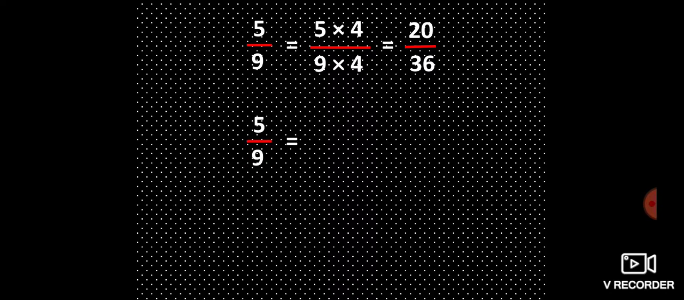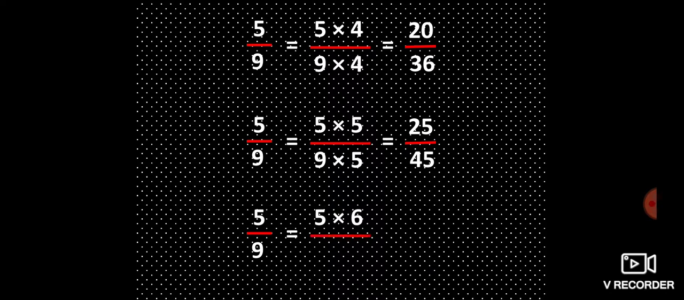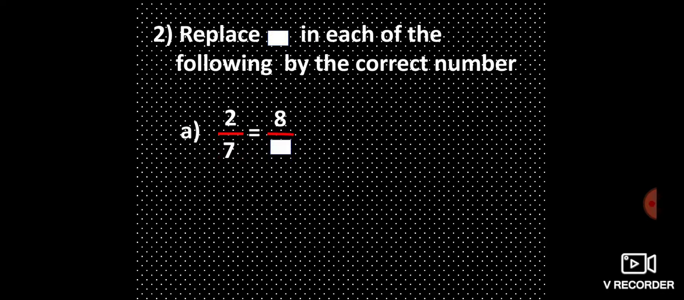Then the fourth equivalent fraction is 25 by 45. Then the fifth equivalent fraction is 30 by 54, by multiplying by 6. Okay, these are the methods of finding equivalent fractions. Next, the second question: replace the box. This is a blank box. Replace the box in each of the following by the correct number.